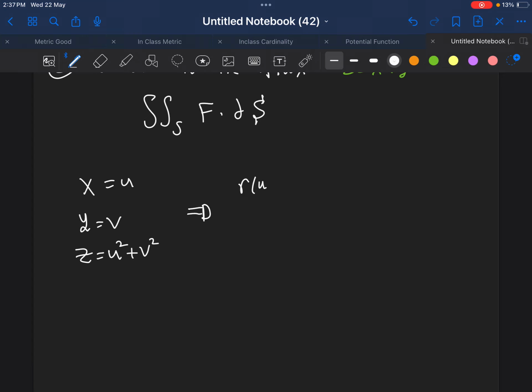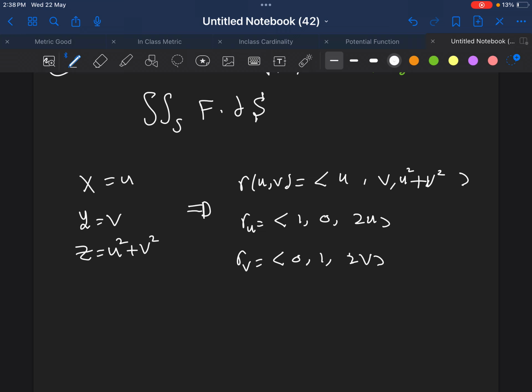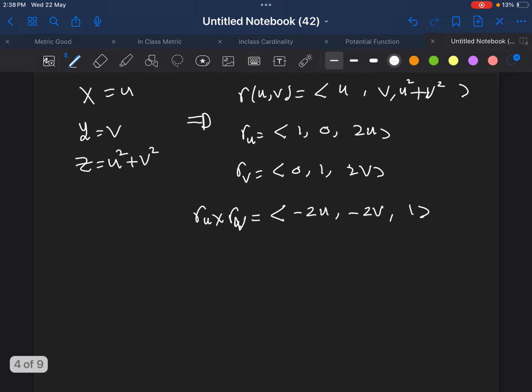In order to find the normal vector, we will find the vectors r_u and r_v and take the cross product. So r is (u, v, u squared plus v squared). Now r_u is just (1, 0, 2u), r_v is (0, 1, 2v), and the cross product is just (minus 2u, minus 2v, 1).